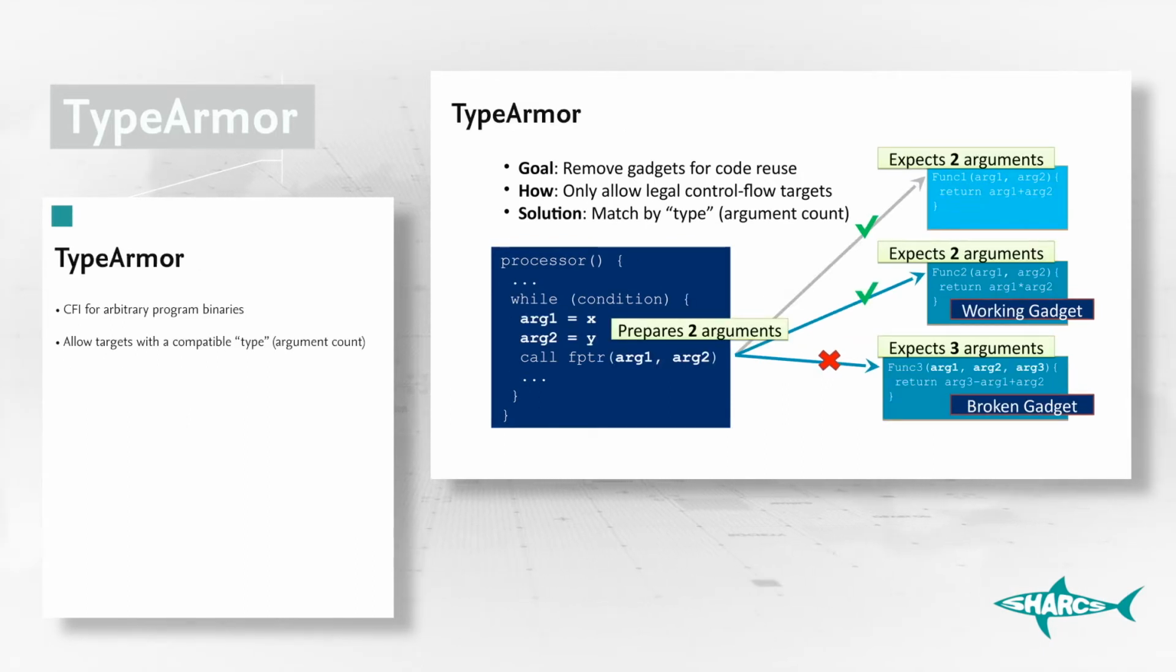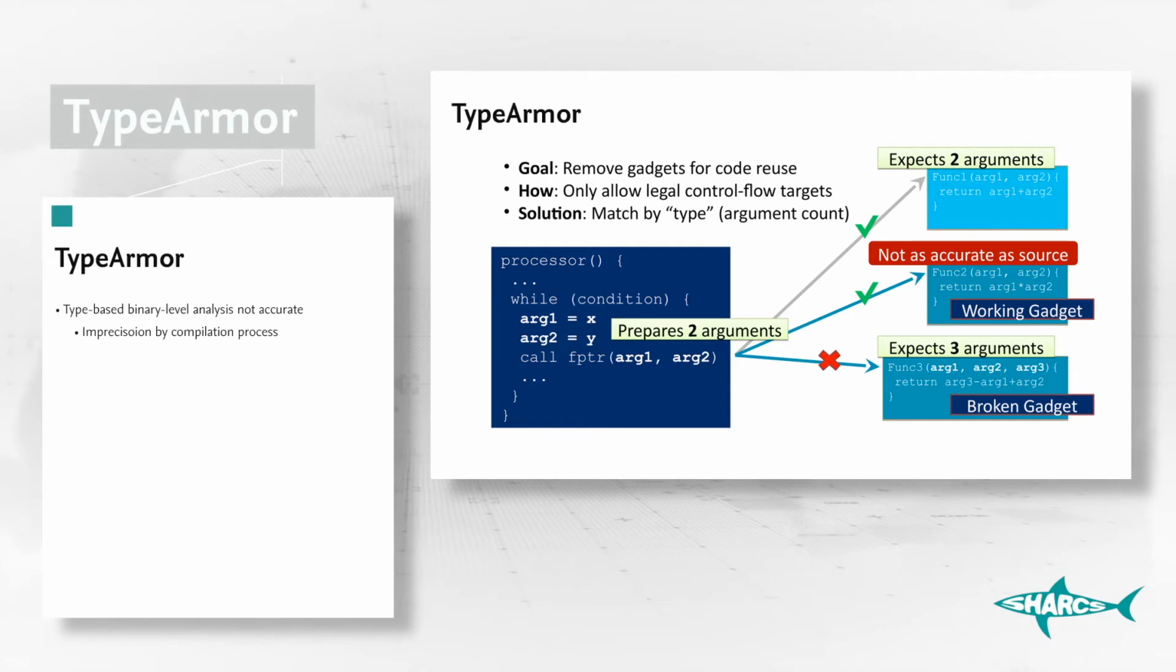In SHARCS, we use a solution termed type armor to enforce CFI for arbitrary program binaries. Type armor identifies the set of legal targets for all the indirect calls in the program by only allowing targets with a compatible type, as determined by function argument count. For example, type armor's program analysis can pinpoint that the indirect call on the left only prepares 2 arguments, while the 3 targets on the right expect 2, 2, and 3 arguments respectively. Thanks to this analysis, type armor can prevent an attacker from targeting the 3rd incompatible func3 gadget during the execution.